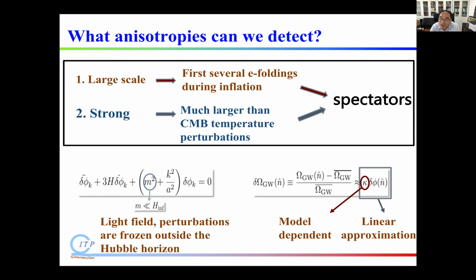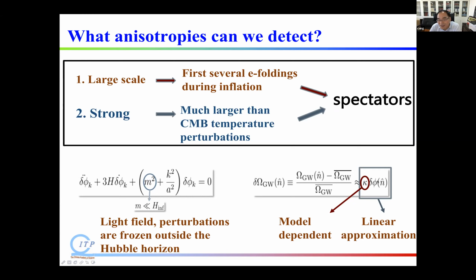spectators in the inflation. For such kind of light fields, the mass is less than the Hubble parameter during the inflation. In that case, the perturbations are frozen outside the Hubble horizon. It means the perturbation of the light fields is classical, a constant. Then the anisotropy in the stochastic gravitational wave background could be expressed like this. Here, delta phi is the perturbation of the light fields during inflation. And kappa, of course, is a coefficient which should be model dependent.